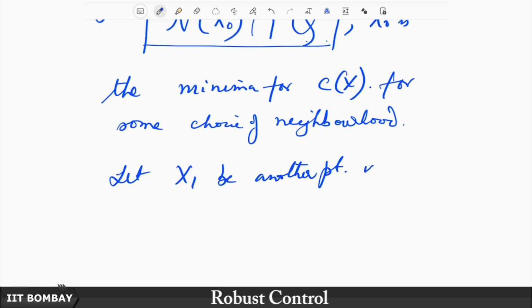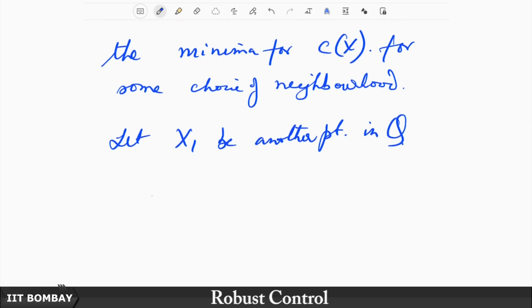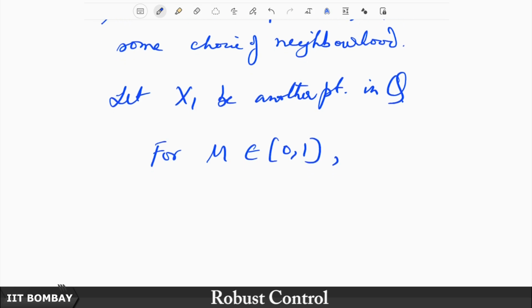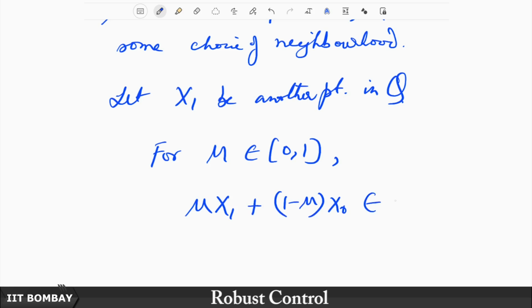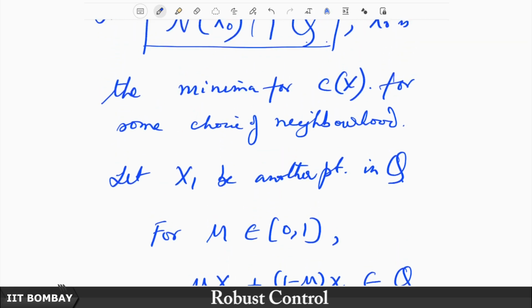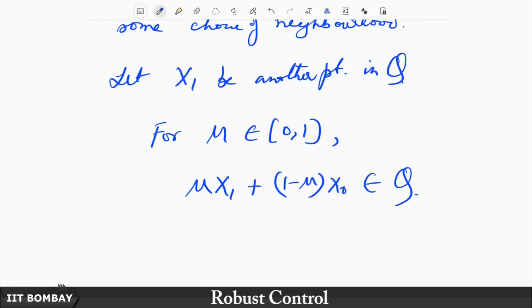another point in Q. Then for mu belonging to 0 comma 1, we have that mu times x1 plus 1 minus mu times x naught belongs to Q, because Q is a convex set. So, x naught and x1 both belong to the convex set Q, therefore, the line joining those 2 points must also belong to the convex set, because of the convexity.